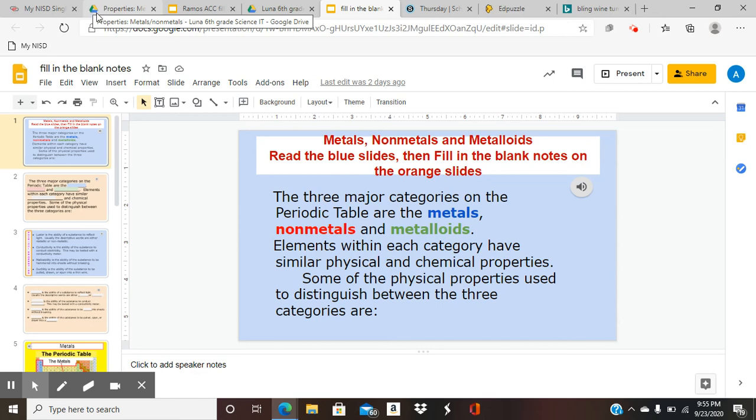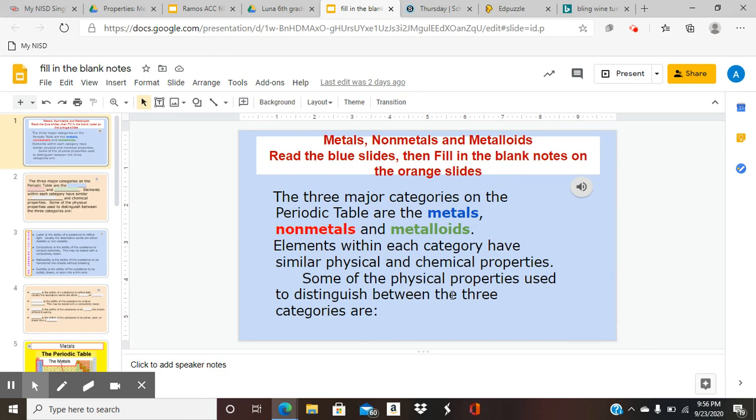So today you're going to be learning about the three major categories. Just remember, the three major categories on the periodic table are metals, nonmetals, and metalloids. And you're going to use these colors. You can see how the metals are going to be blue, the nonmetals are going to be red, and the metalloids are green. Elements within each category have similar physical and chemical properties.